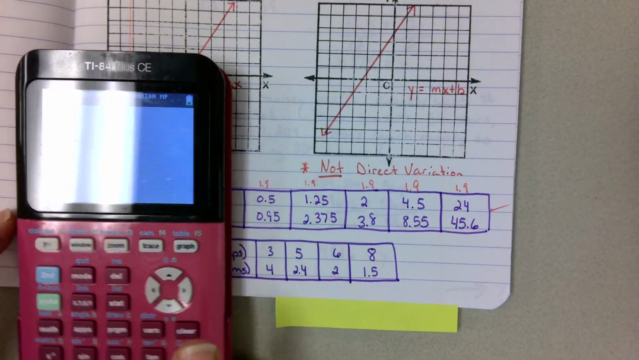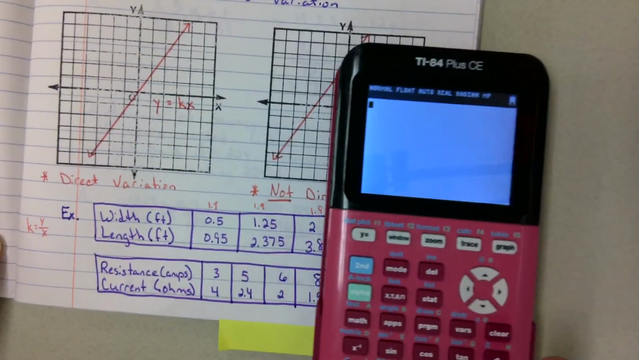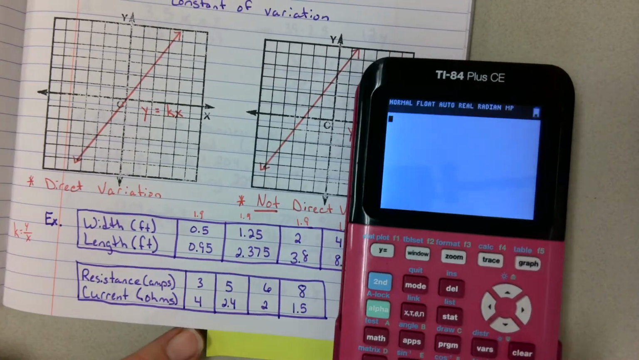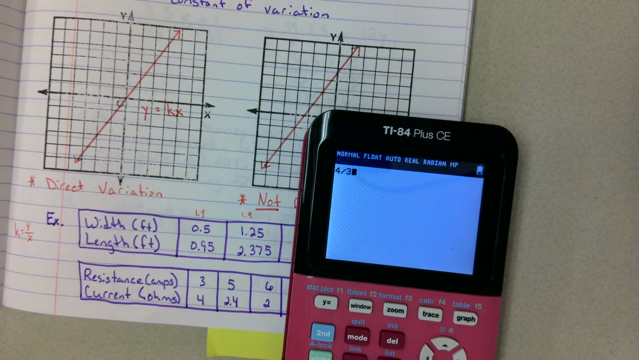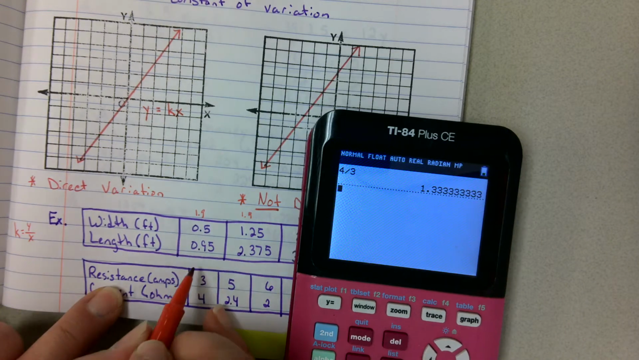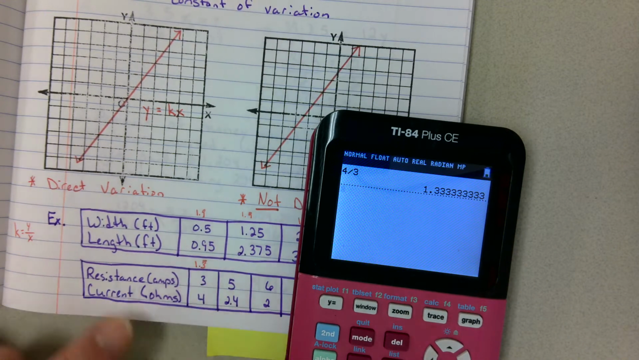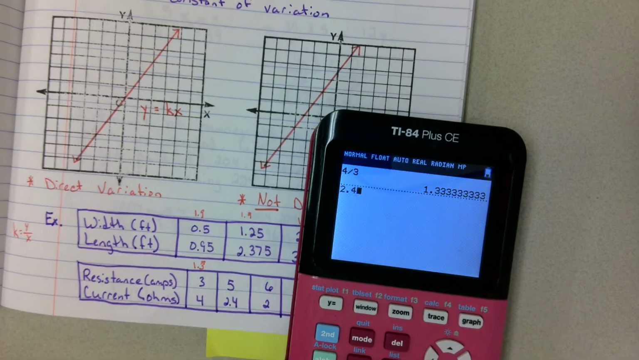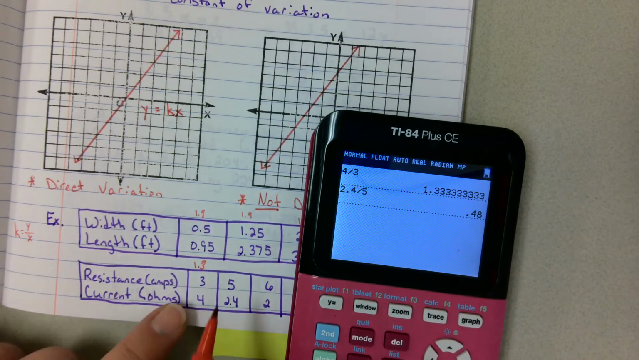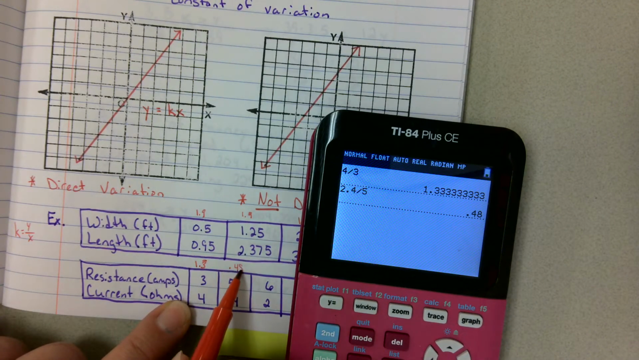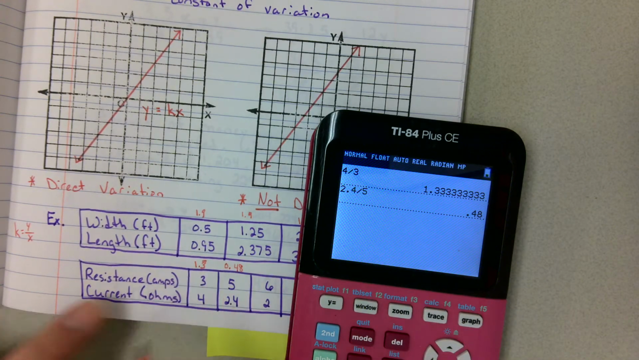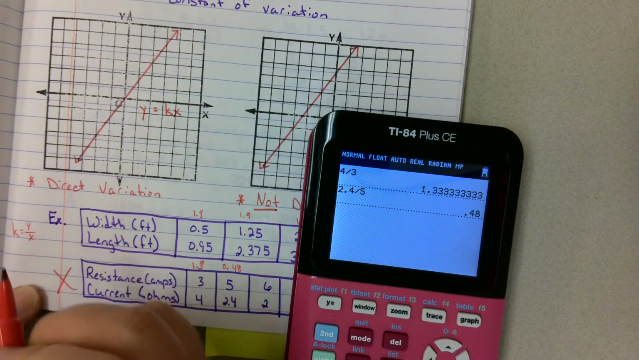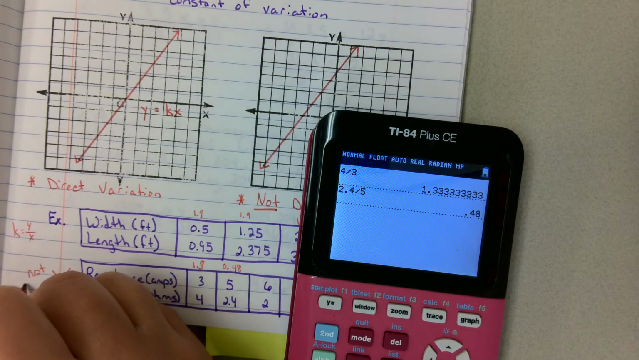So let's go to the next one. Same format. We're going to do y divided by x. So 4 divided by 3, 1.3 repeating, and then 2.4 divided by 5, 0.48. So this one here, as soon as I don't have a match, I'm going to say no, this is not direct variation.